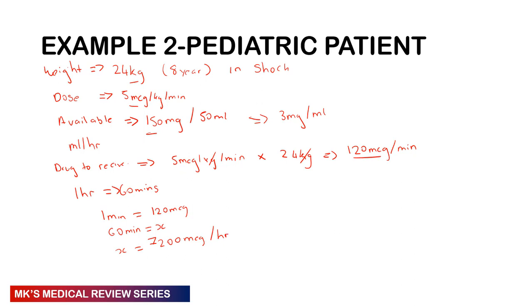Now remember, our second conversion factor is that 1 milligram, because our concentration is in milligrams per mil, so I want to change this micrograms to milligrams. So 1 milligram will give you 1,000 micrograms. So how much will 7,200 micrograms give you? We say that's X. So if we solve for X, we simply divide our 7,200 by our 1,000. So that gives us 7.2. So this gives us 7.2 milligrams per hour.